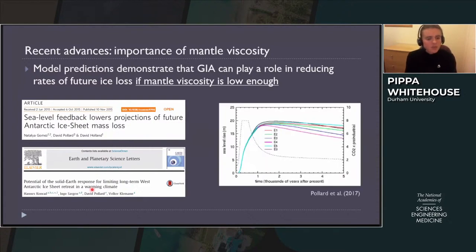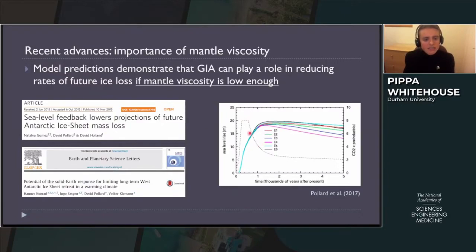The next step was to move into thinking about, okay, what are the details here? What is the mantle viscosity, which is low enough that it's actually going to be able to prevent future ice loss in a large scale way? This is a figure from one of David Pollard's papers a couple of years later. This is quite an extreme scenario. So this is an RCP 8.5 scenario.